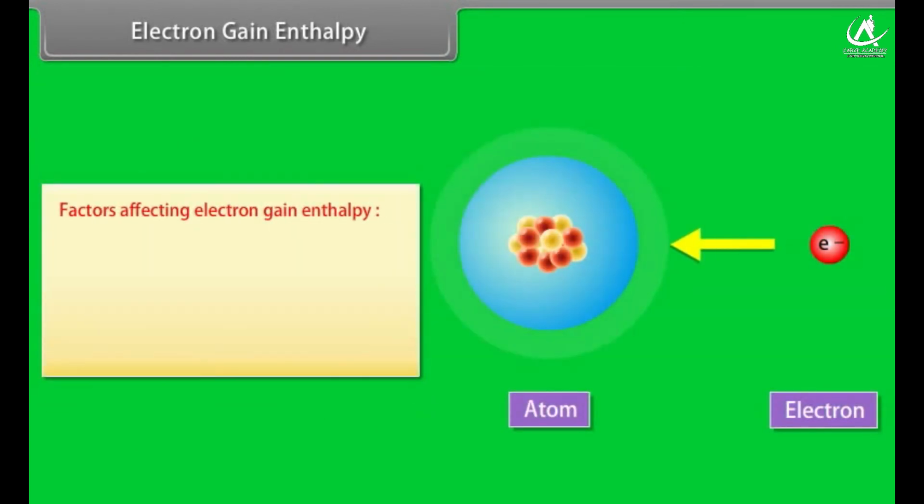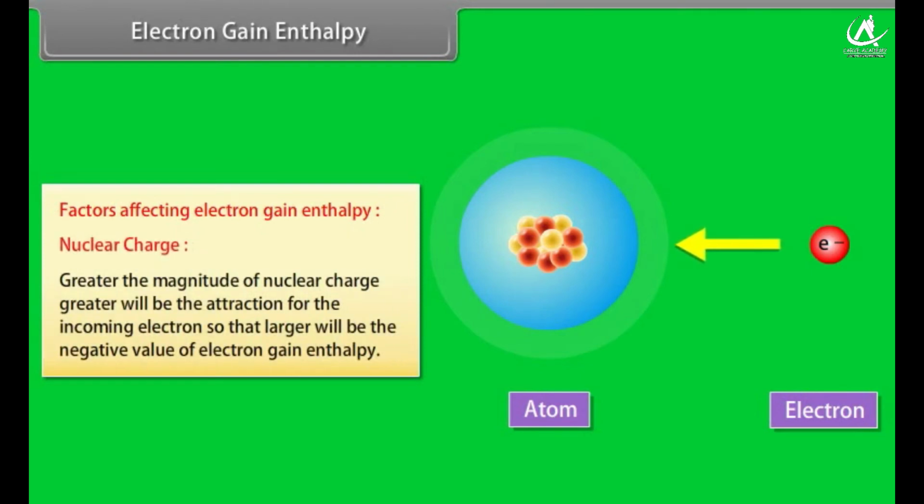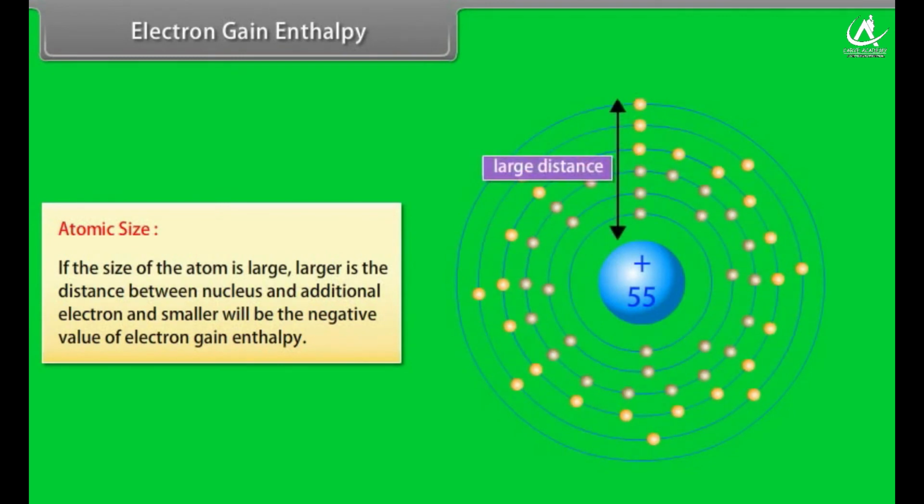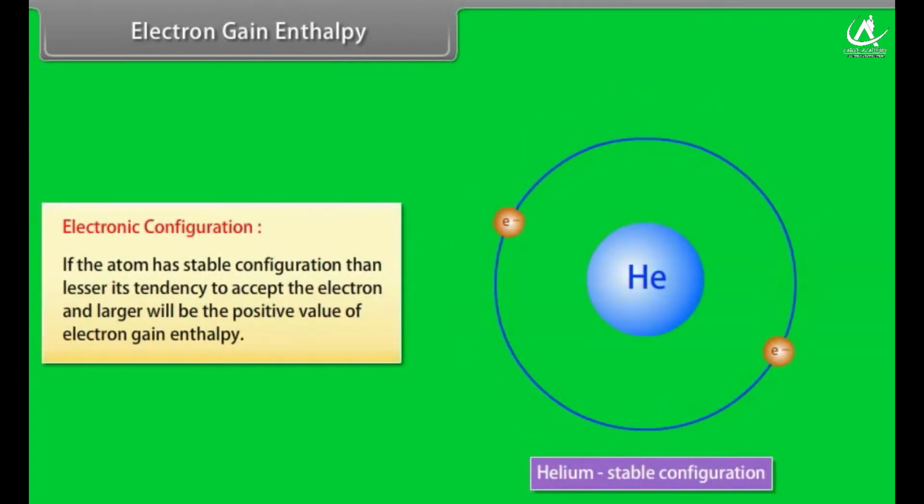Factors affecting electron gain enthalpy. Nuclear charge. Greater the magnitude of nuclear charge, greater will be attraction for the incoming electron, so that larger will be the negative value of electron gain enthalpy. Atomic size. If the size of the atom is large, the distance between nucleus and additional electron is large, and smaller will be the negative value of electron gain enthalpy. Electronic configuration. If the atom has stable configuration, then lesser is its tendency to accept the electron and larger will be the positive value of electron gain enthalpy.